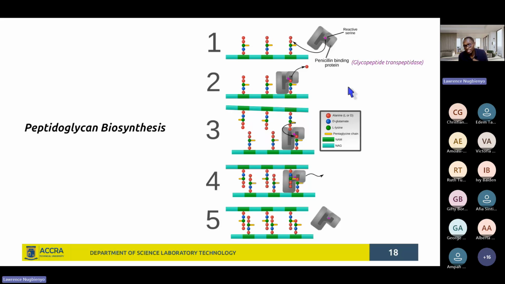But if you think of it as that is the protein that is targeted by the antibiotic penicillin, or let's say penicillin family of antibiotics, then it is being referred to as penicillin binding protein. And you see that in the active center of that enzyme, you have what is being shown as a reactive serine.